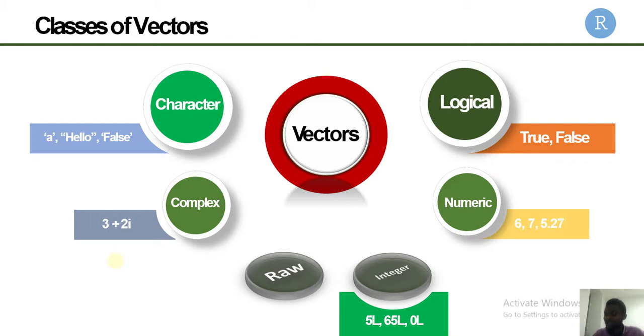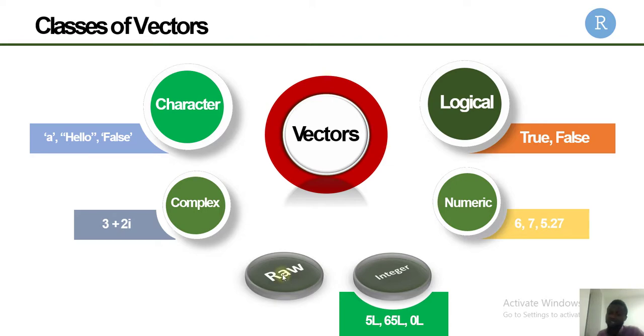There are 6 in number. The first is the logical, which could either be TRUE or FALSE. The next is numeric. We have an example: 6, 7, and 5.27. So it could either be continuous or discrete. And we have integer. So in R, if you are writing an integer, all you need to do is to put capital letter L behind that particular number. For instance, 5L means 5 as an integer.